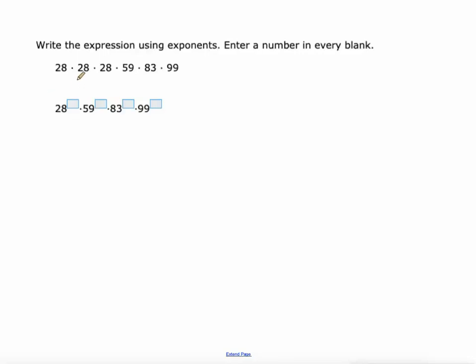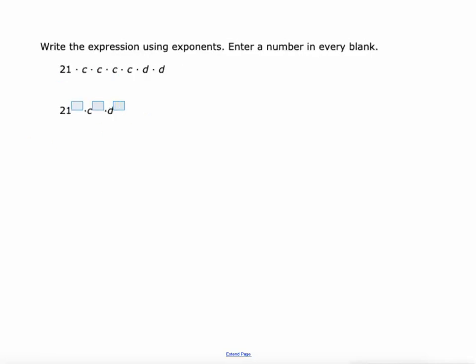All right, what happens when we have more than one number that's being multiplied? Can we still write it using exponents? Sure can. 28 is being multiplied by itself 3 times, so a shorter way to say that is 28 to the 3rd power. The 59 only occurs once. That's being raised to the 1st power. We're only multiplying by 83 one time, and we're only multiplying by 99 one time. Those ones are kind of unnecessary, but IXL is asking us to fill in what should go in those boxes. So this reads 28 to the 3rd power times 59 to the 1st times 83 to the 1st times 99 to the 1st.